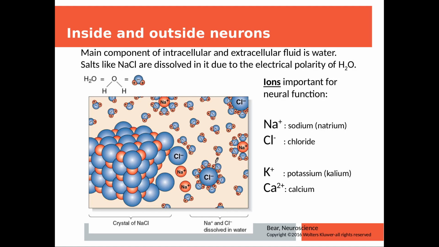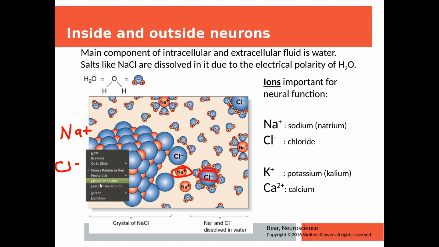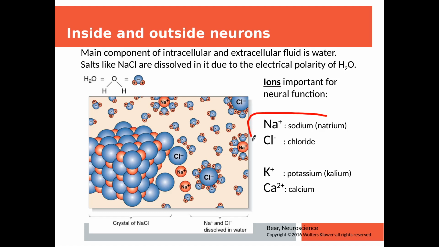Because of that, you get these chloride ions and sodium ions dissolved in the water, and these are now ions, right? You have Na+, so it is missing an electron basically, so it's positively charged, and you have a chloride ion which is negatively charged. It basically has an extra electron. So that's from salt, table salt.